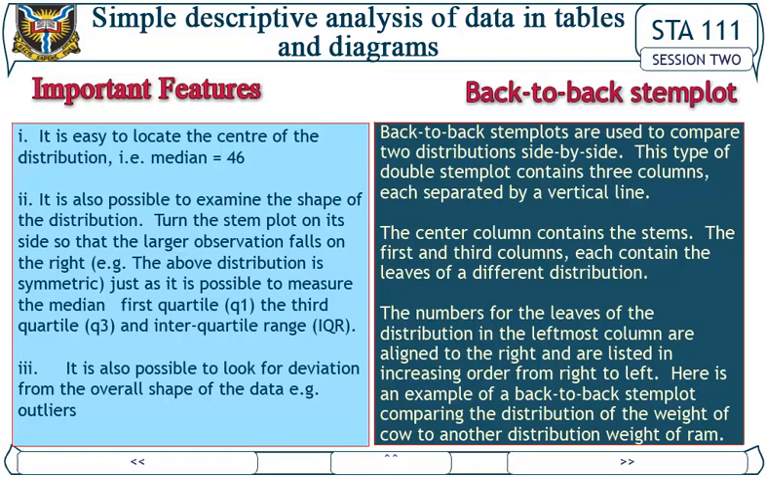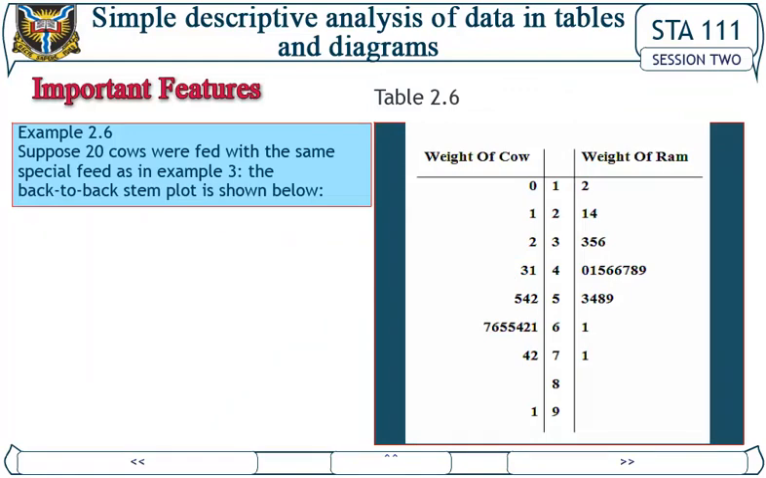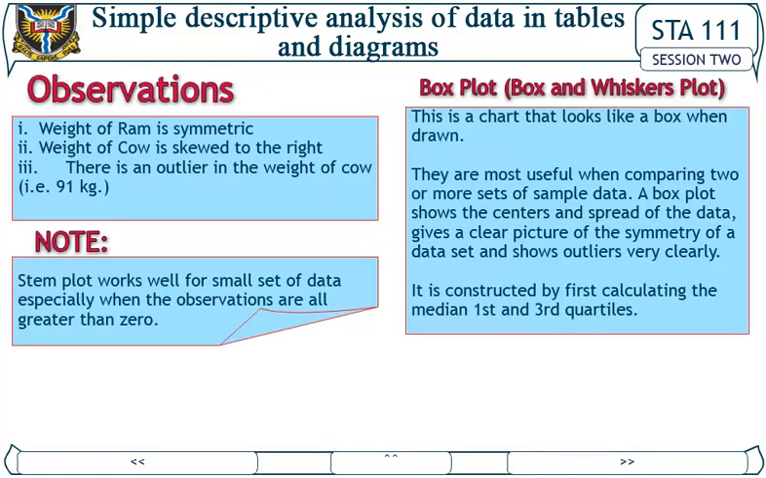Here is an example of a back-to-back stem plot comparing the distribution of the weight of cow to another distribution, the weight of ram. Example 2.6. Suppose 20 cows were fed with the same special feed as in example 3. The back-to-back stem plot is shown below. Table 2.6. Observations. 1. Weight of ram is symmetric. 2. Weight of cow is skewed to the right. 3. There is an outlier in the weight of cow, that is 91 kg.